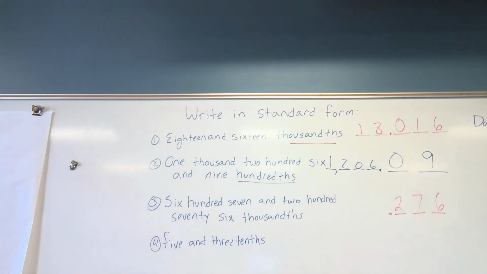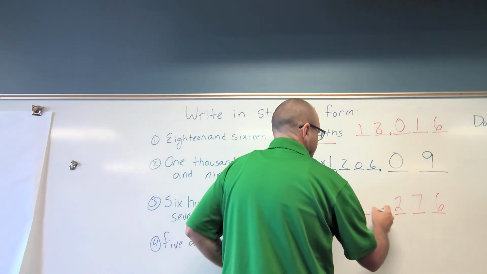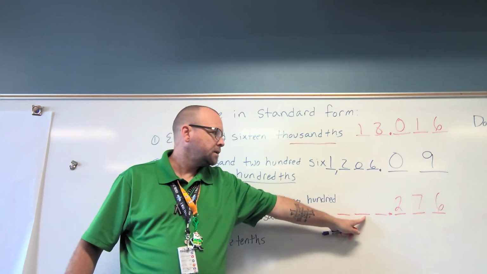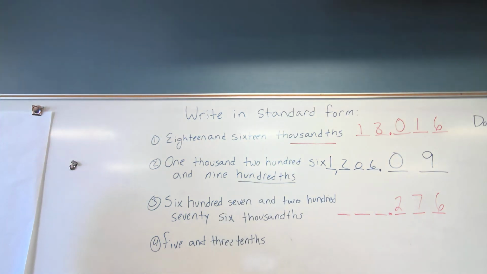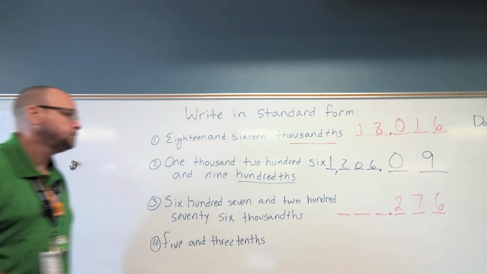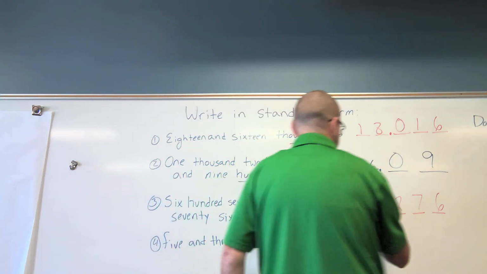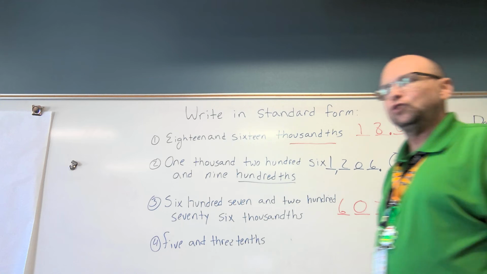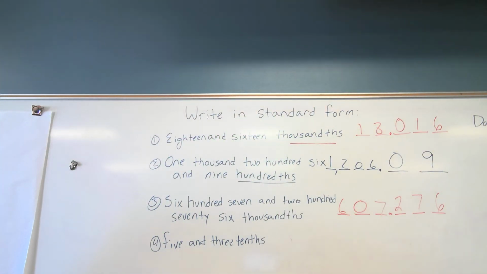Destiny, how many numbers are in front of the decimal point? 3. So what place value is this? The tens place. Okay, so what numbers go in these? 6, 0, and 7. 607. If I asked you the value of this 6, what's the value of this 6? 600. Okay? 600 is the value of it. It's in the hundreds place, and since we have 6 of them, the value is 600.